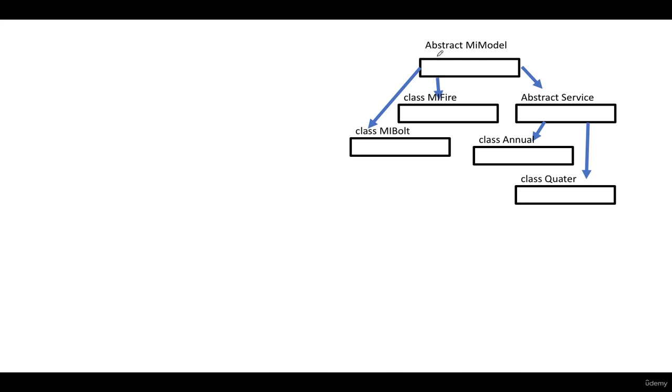So in the top abstract class, let's say we have the method cost. It means this cost method will be implemented in all these subclasses, like Mi Bolt, Fire, Annual and Quarter. And then the question is how we can create multiple object instances at a time. Let's say the user subscribes for the gold plan, and in the gold plan we will provide the Mi Fire, Mi Bolt and quarter servicing option, and we need to find out the cost of it.